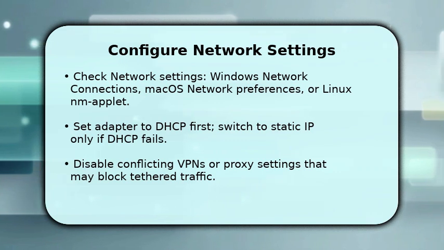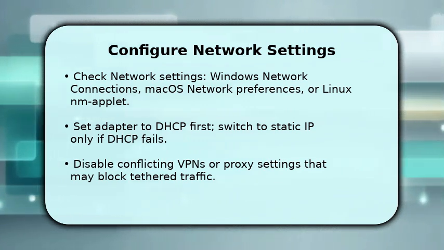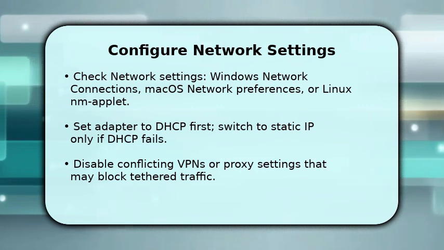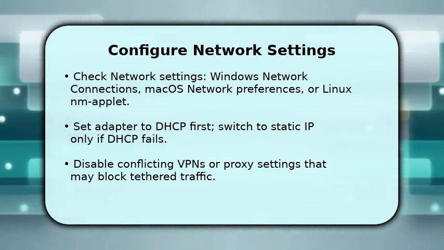If DHCP doesn't work, assign a matching static IP, gateway, and DNS from the phone's tethering info. Make sure VPNs, firewalls, or proxy settings aren't blocking the new interface. Temporarily disable them to test. Then verify connectivity by pinging a site or opening a web page.